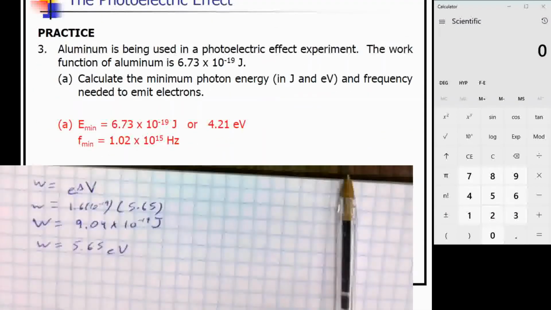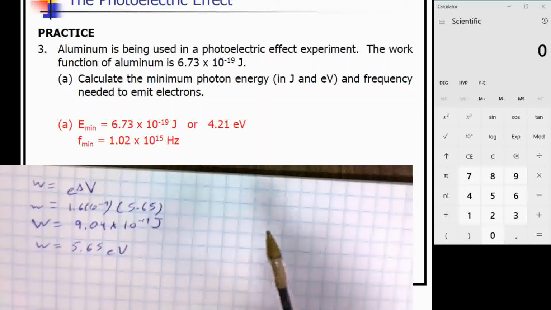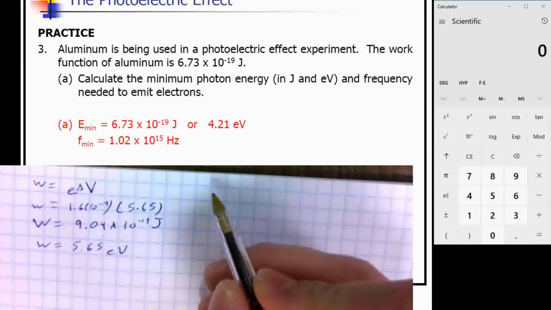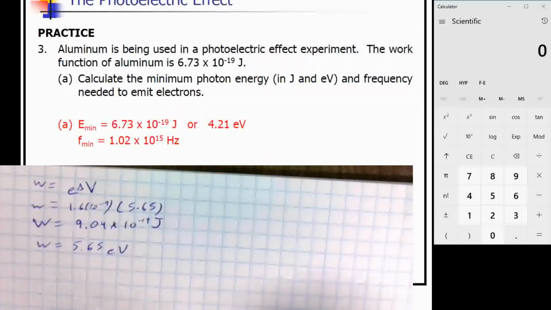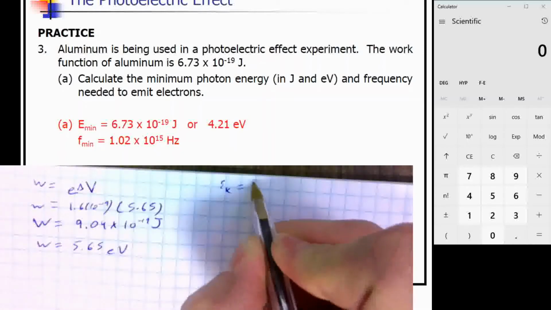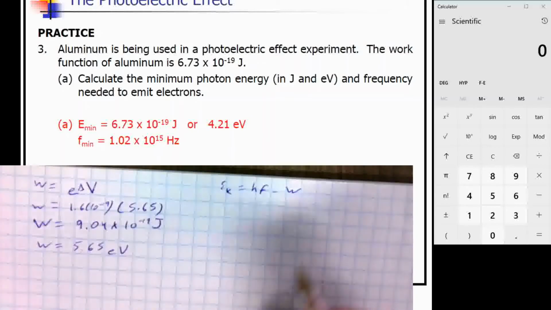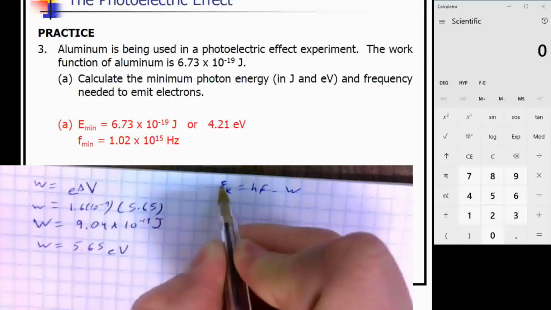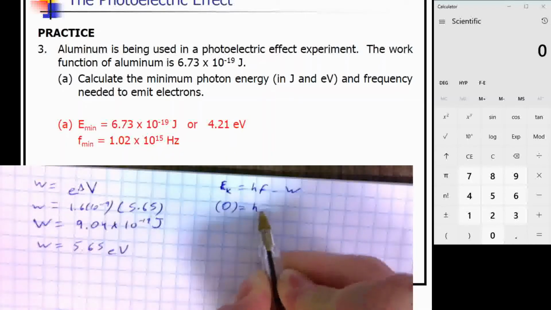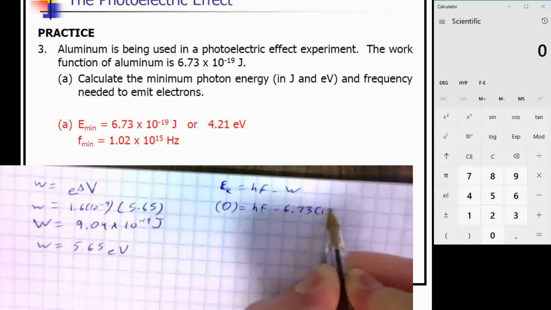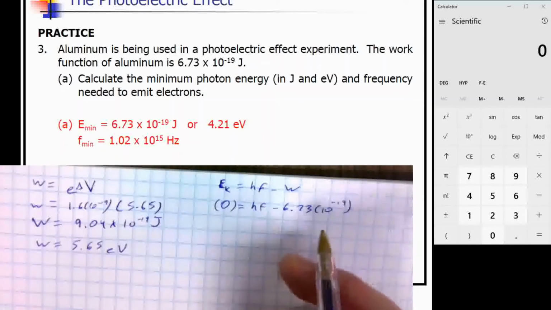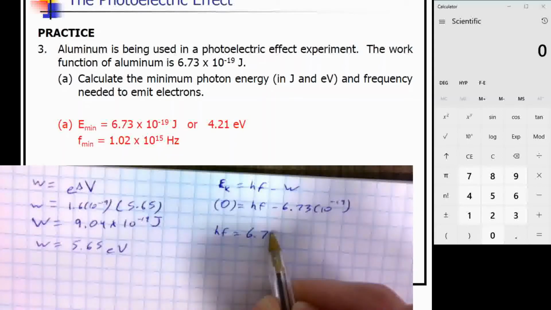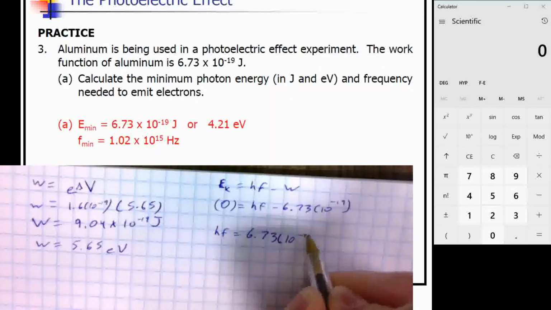So here's a question to practice. Aluminum is being used in a photoelectric effect experiment, and the work function of aluminum is 6.73 times 10 to the negative 19 joules. It says calculate the minimum photon energy needed. So if we write down our photoelectric effect equation, it's hf minus W. Our minimum energy needed can be found by setting the kinetic energy to 0. And of course, we know our work function, which is 6.73 times 10 to the negative 19. Then we just need to move this to the other side. The minimum energy needed is 6.73 times 10 to the negative 19 joules.